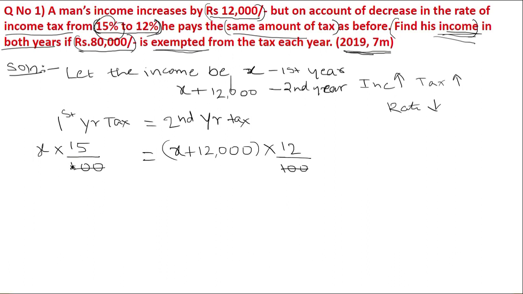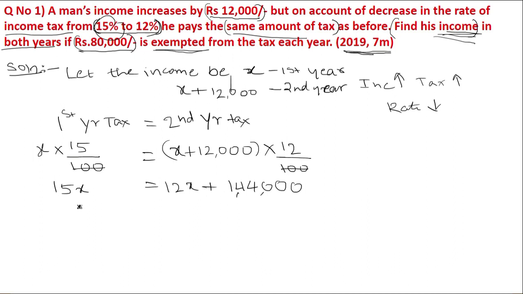So now what is remaining here? 15x is equal to 12 into X plus 12 into 12,000. So 12 into X is 12x, plus 12 into 12,000, how much is it? 12 12s are 144, 3 zeros for 3 zeros. So 1,44,000. So 12x plus 1,44,000.